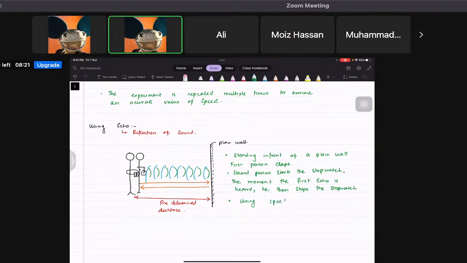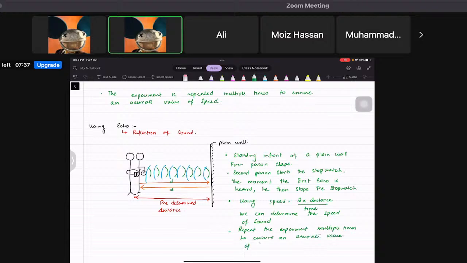speed equals 2 times the distance, because it's an echo, it has traveled distance d once and distance d again, divided by the time. We can determine the speed of sound. And basically what you can do is repeat the experiment multiple times to ensure an accurate value of speed. Understood? Okay, when the meeting ends, please rejoin the same link.